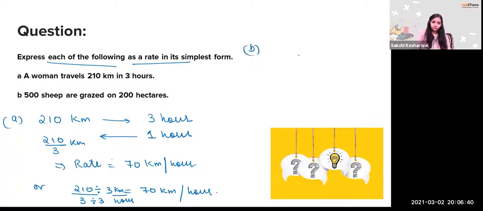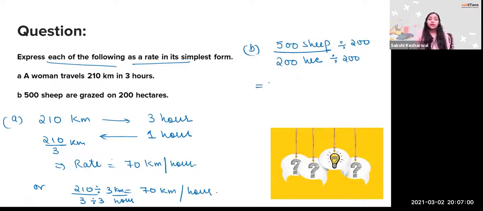What is the B part? The B part says that 500 sheep grazed on 200 hectares. So what you can do is 500 sheep divided by 200 hectares, right? Divided by 200, divided by 200, right or not? So 500 divided by 200 will be 2.5, right or not? So this will be 2.5 sheep per hectare. Like in 1 hectare, how many sheep are going to graze? 2.5 sheep are going to graze 1 hectare of the land, right? So this is what the rate is, right?